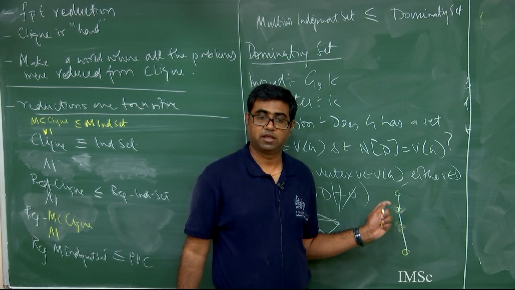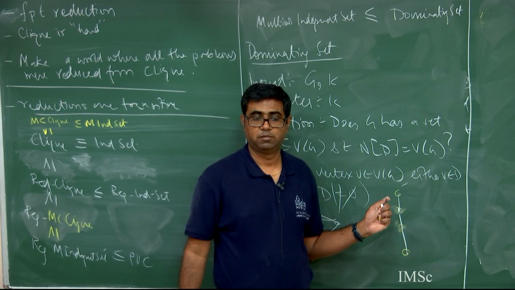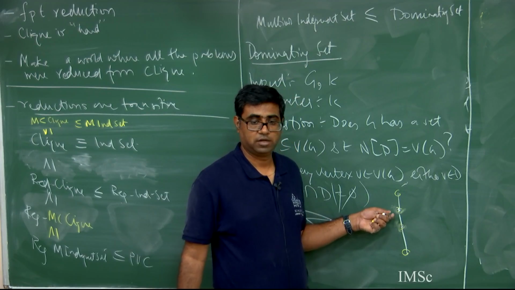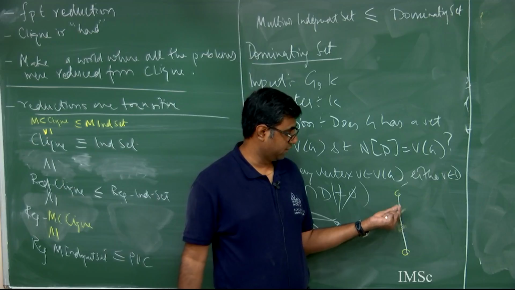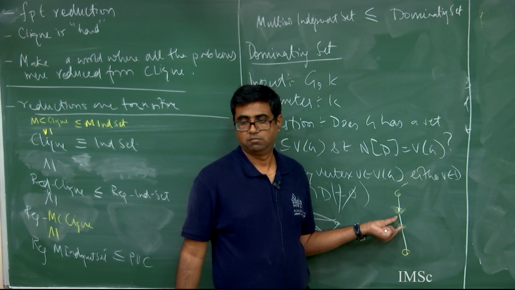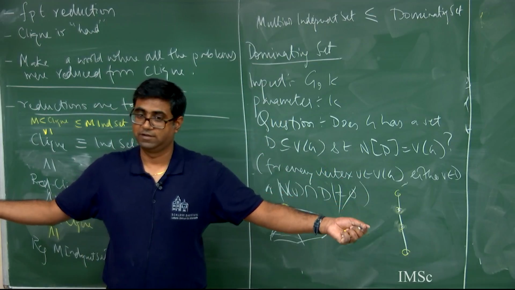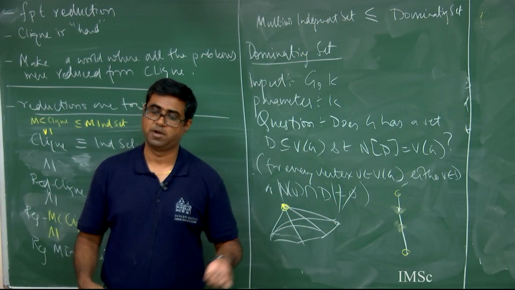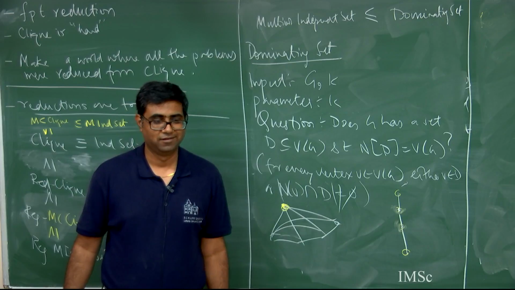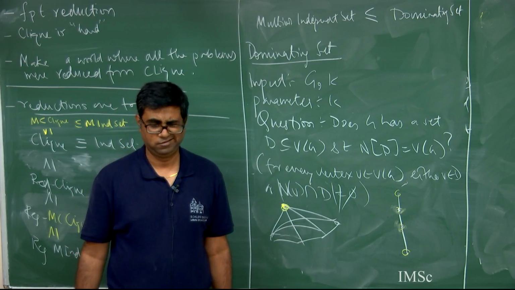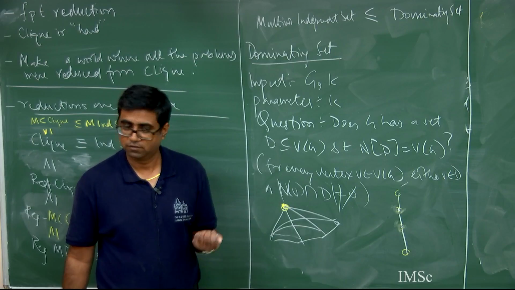Every vertex cover is also a dominating set, but not every dominating set is a vertex cover. An example is here, right? This is a dominating set because every vertex has a neighbor inside the set, but it does not cover all the edges. And if you take a complete graph, that's a great example, because one vertex dominates everybody else, but for a vertex cover you need all but one vertex, for example.